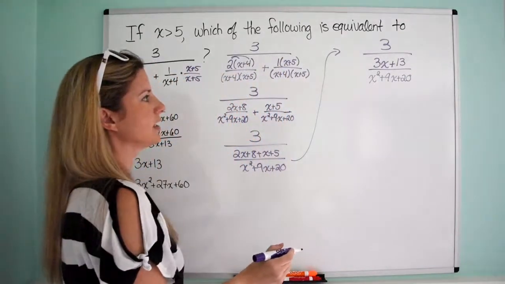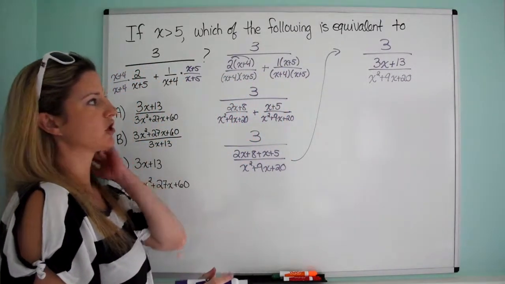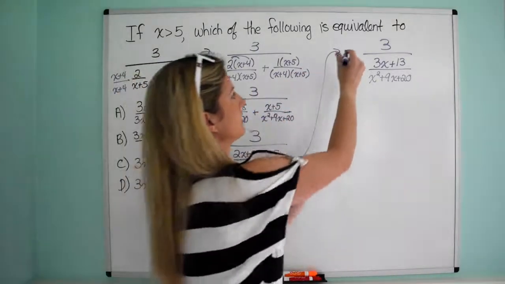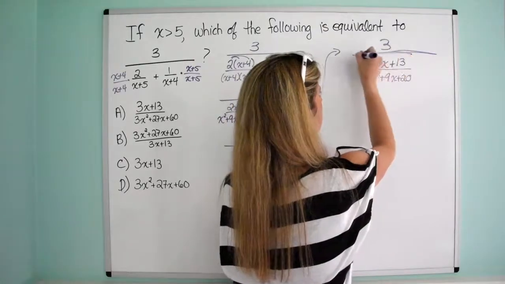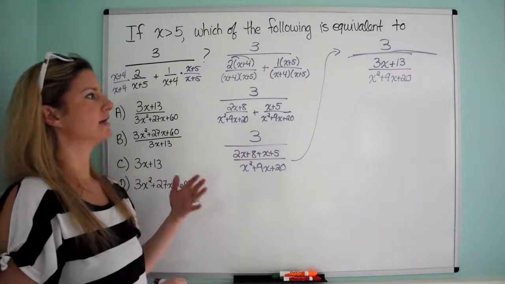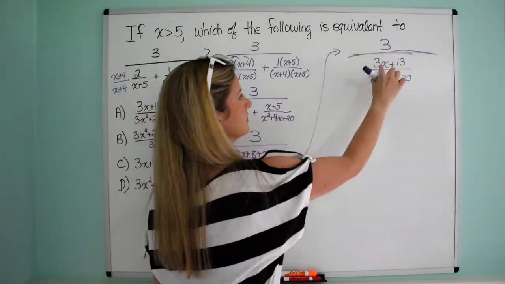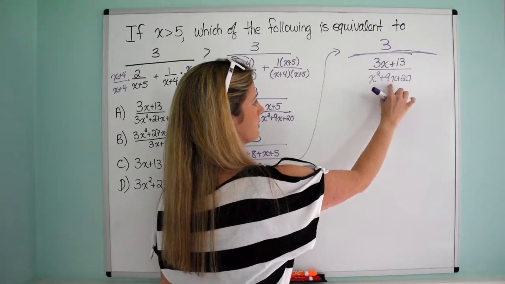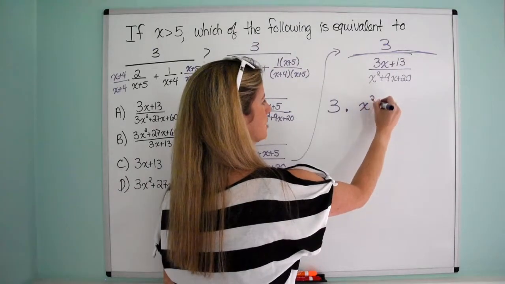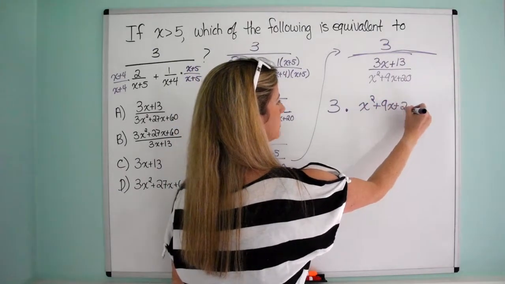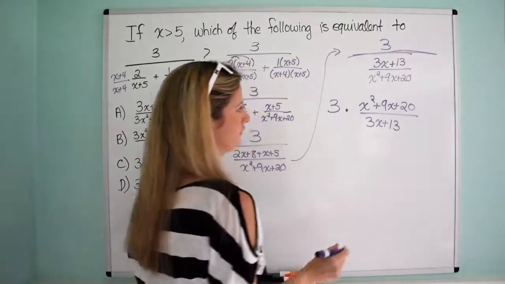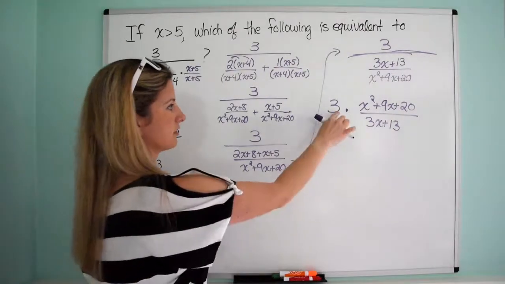Now here is where we have to take our final step. We need to recognize that this is division. Remember, it's 3 divided by this quantity here. Dividing is the same as multiplying by the reciprocal. So 3 divided by 3x plus 13 over x squared plus 9x plus 20 is the same as 3 times the reciprocal, x squared plus 9x plus 20 over 3x plus 13. Perfect. Now we just have to multiply across.